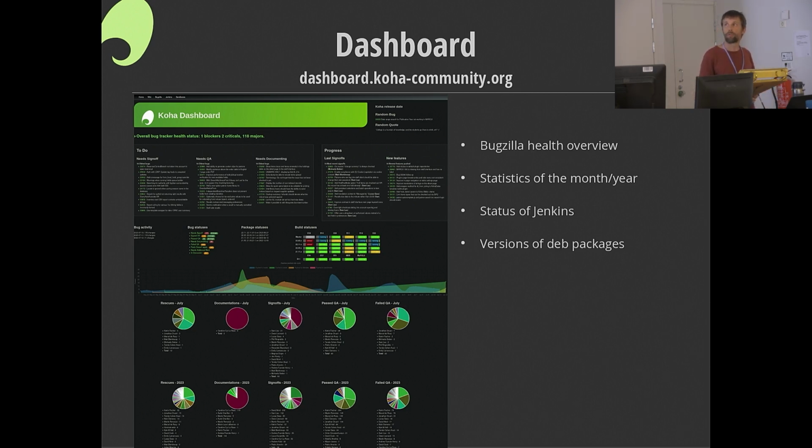So about the dashboard, we have developed a small Dancer app to highlight what's going on currently. It shows the statuses of Jenkins, the version of the Debian packages. And we are trying to highlight who is doing what to motivate people: the contributor, the author of patches, the tester, the member of the QA team.